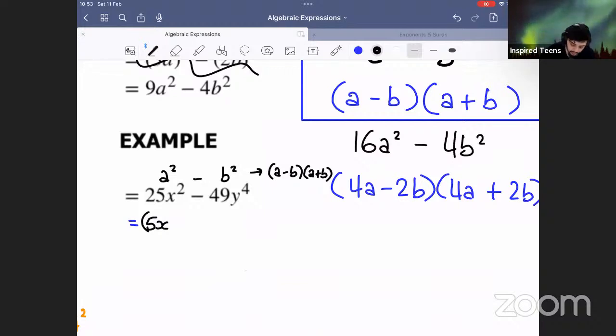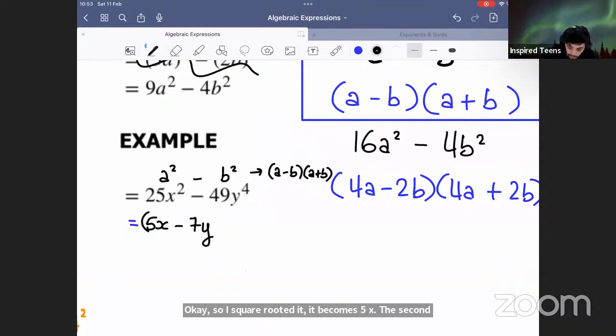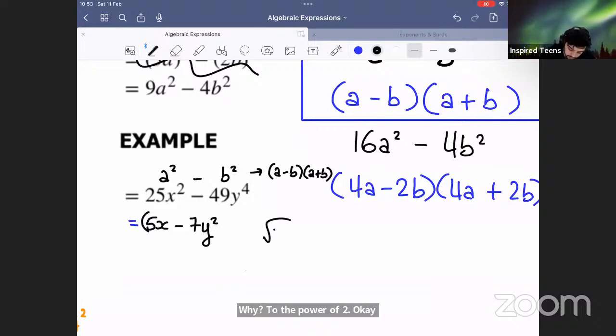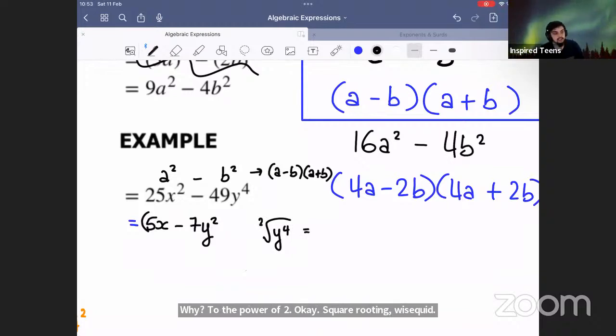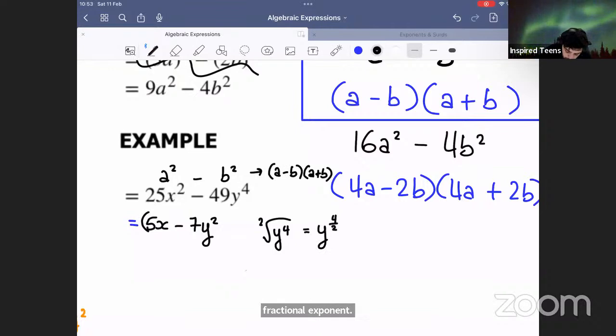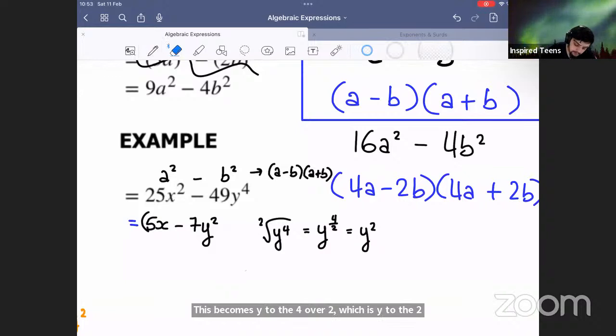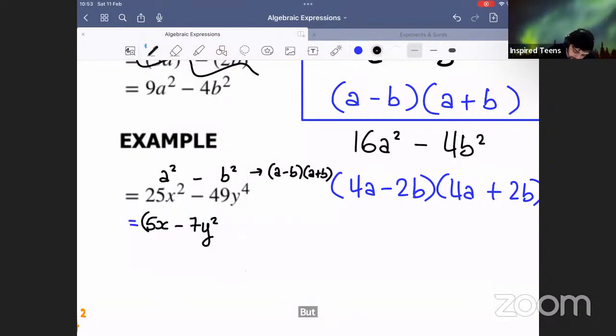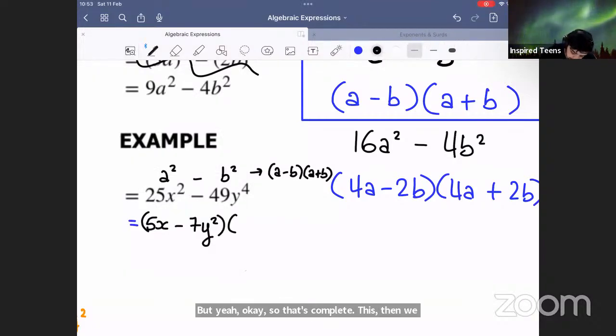So I square rooted it, it becomes 5x. The second one is 7y to the power of 2. Square rooting y to the power of 4: remember, again, this is an exponent rule. It's a fractional exponent. This becomes y to the 4 over 2, which is y to the 2, essentially. Okay, so let's complete this. Then we have the same thing, but plus.